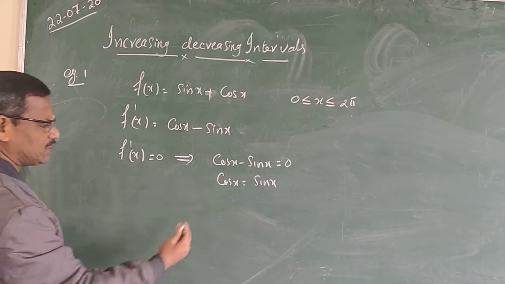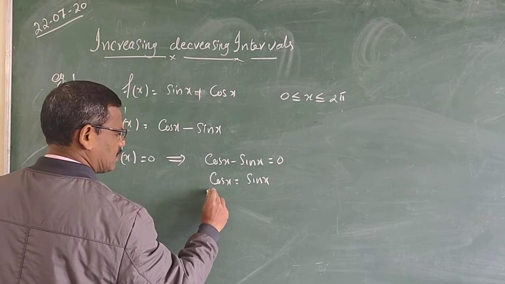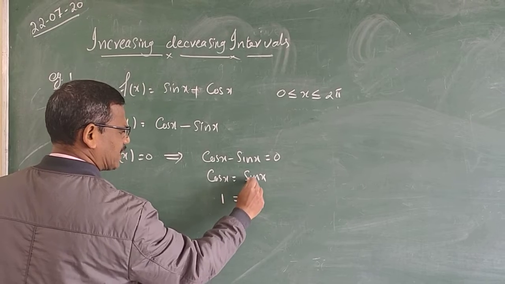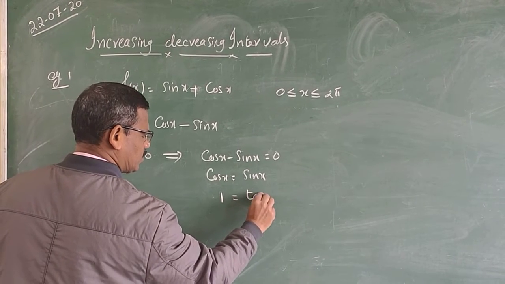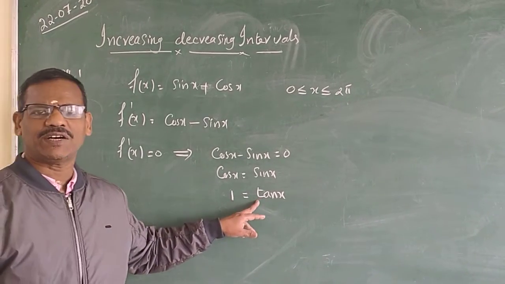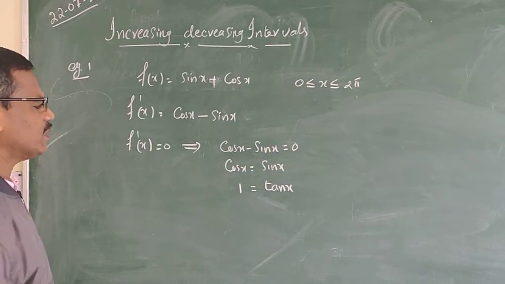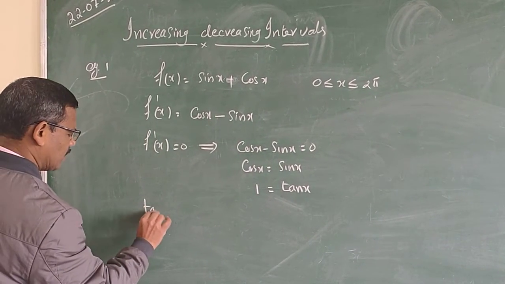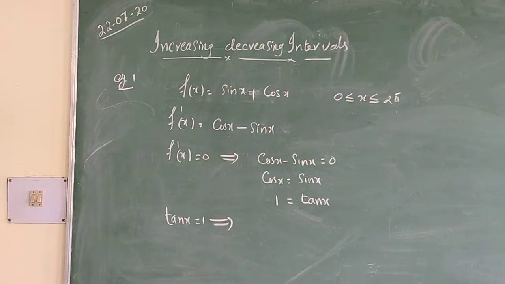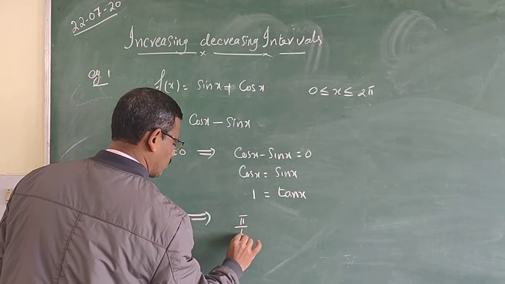Let us simplify further. From here, if you divide throughout by cos x on both sides, cos x by cos x is 1, and sin x by cos x is equal to tan x. So you get tan x is equal to 1. So it is better to find the value of x where tan x is equal to 1 in this interval. Which are the values where tan x is equal to 1? You know tan 45 is 1. So one value is pi by 4. 45 degrees is pi by 4.